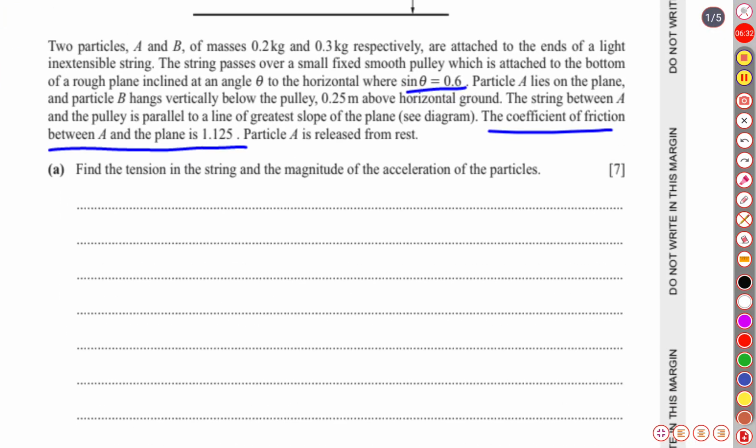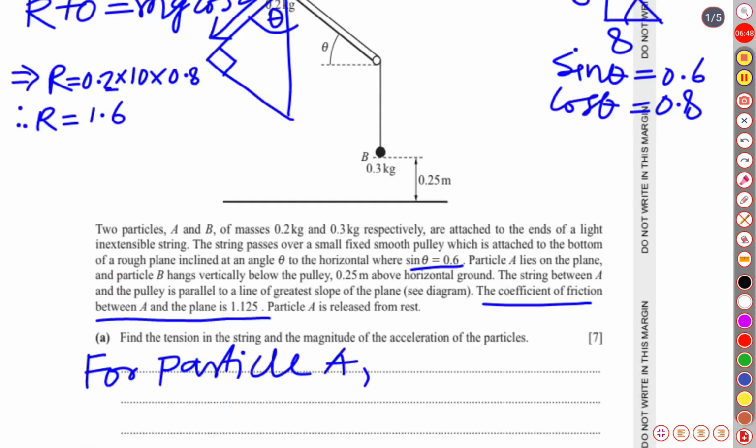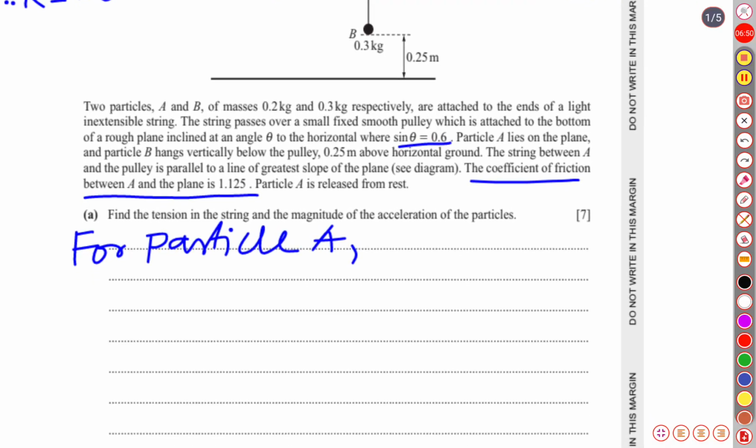For particle A, if we look at the direction of particle A, it is just sliding down. Okay, so the direction is this way. And the concept we are going to apply is the driving force minus resistance force is equal to mass into acceleration. Well, let us see what is the driving force for particle A.